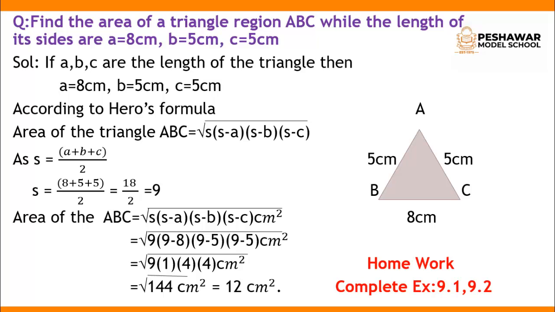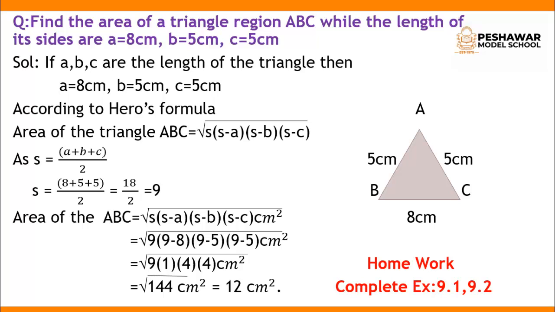Then 9 minus 8 is 1, 9 minus 5 is 4, and 9 minus 5 is 4. Now we have to multiply all these terms. 9 times 1 is 9, 9 times 4 is 36, 36 into 4 gives 144. Now, my dear student, again we have to take the square root. The square root of 144 is 12 centimeter square. It is the area of the triangle.